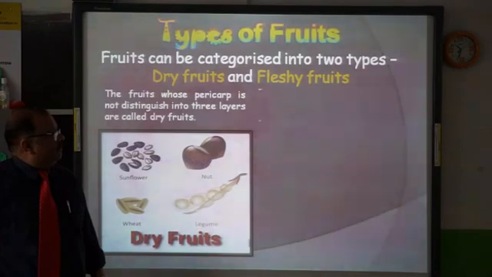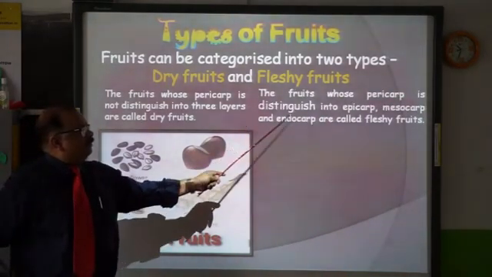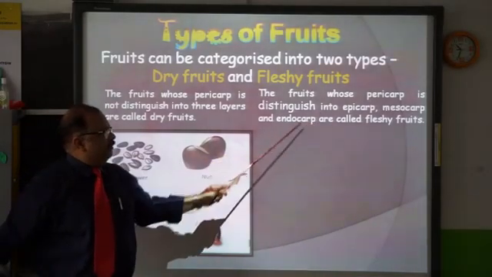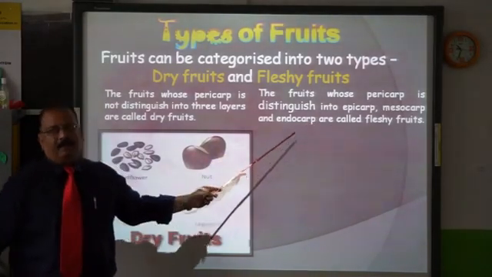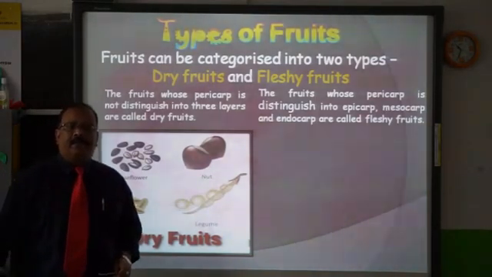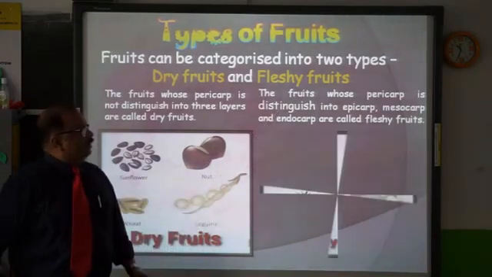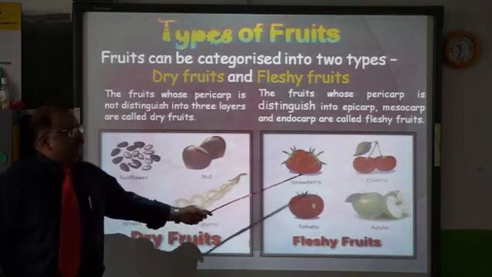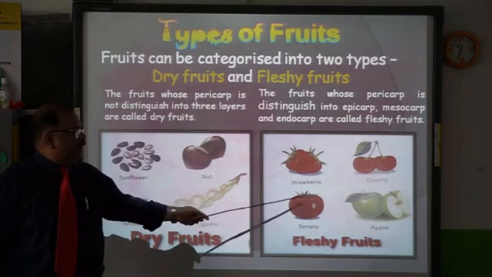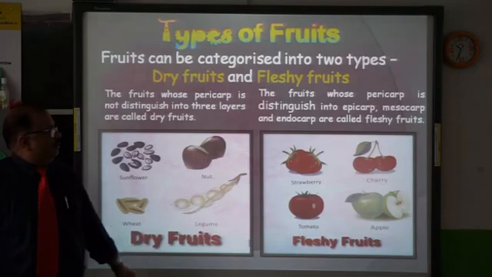Then comes the fleshy fruits. The fruits whose pericarp is distinguished into epicarp, mesocarp and endocarp. If your pericarp is divided into three: epicarp, mesocarp and endocarp, then it is called a fleshy fruit. So usually the fruits which you enjoy like apple, tomato, strawberry, cherry, all these are fleshy fruits.